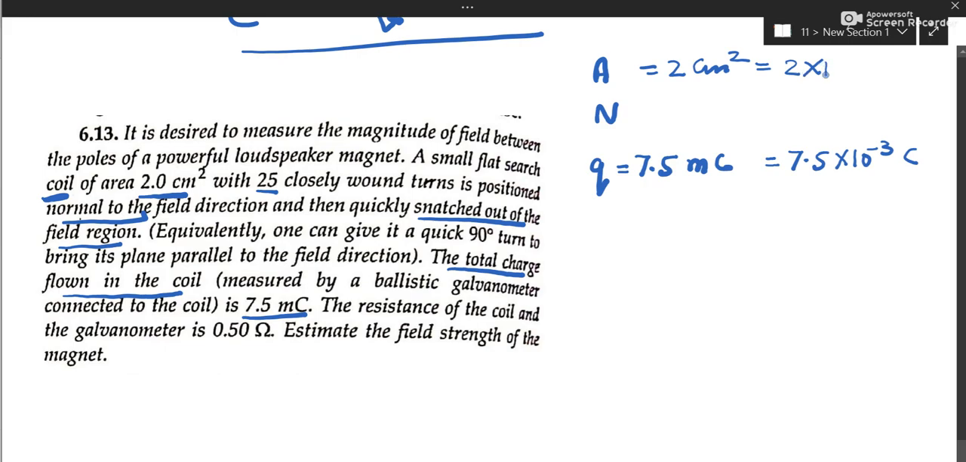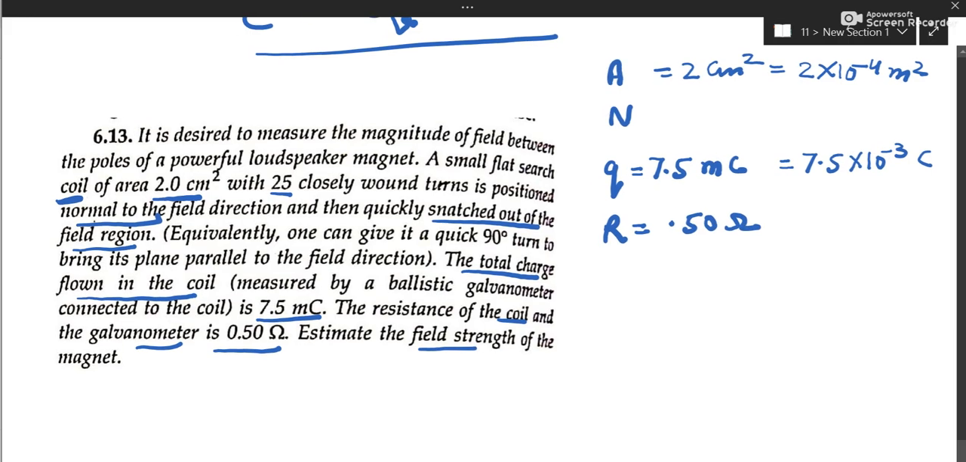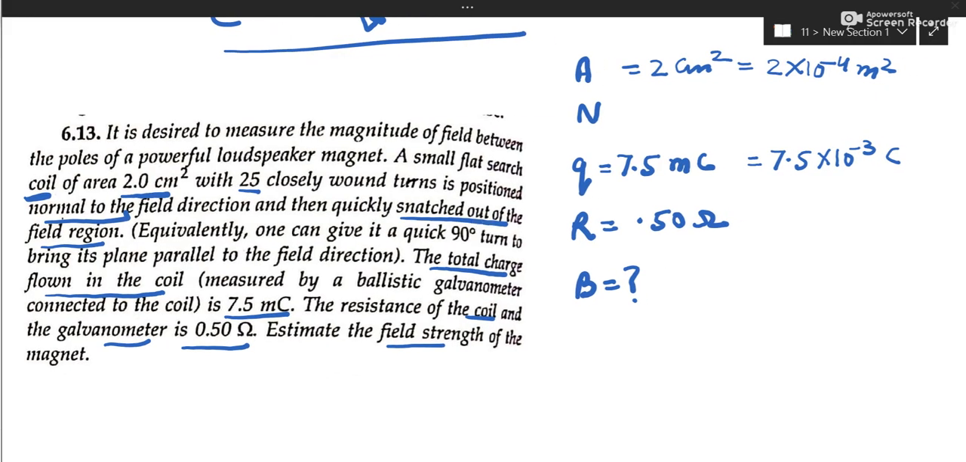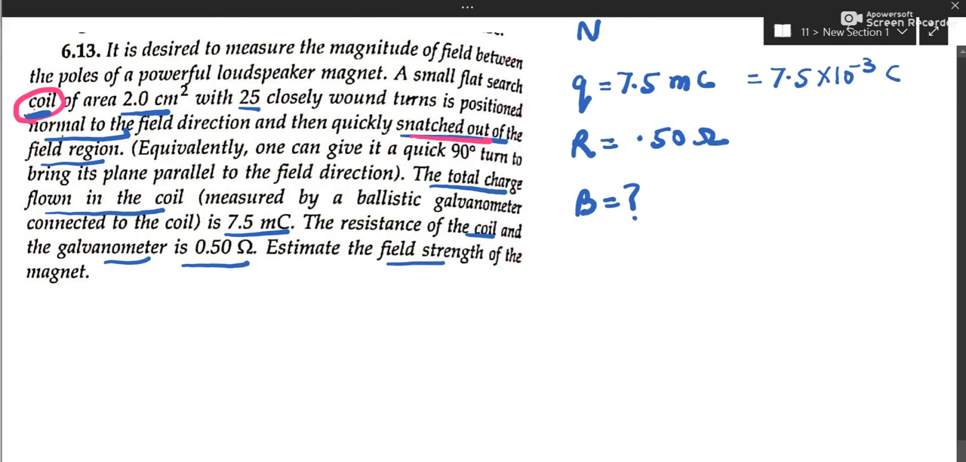This is 2 into 10 to the power minus 4 meter square. Okay, the resistance of the coil and galvanometer both is 0.50 ohm. We'll have to find out the magnetic field strength. Field strength is to be calculated. So what do we know? That there was a coil which was snatched, taken out of the magnetic field. So obviously the conductor moved in the magnetic field, so it is equal to.